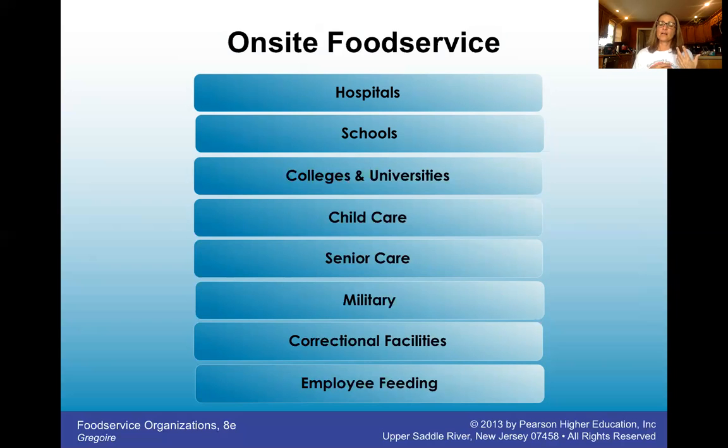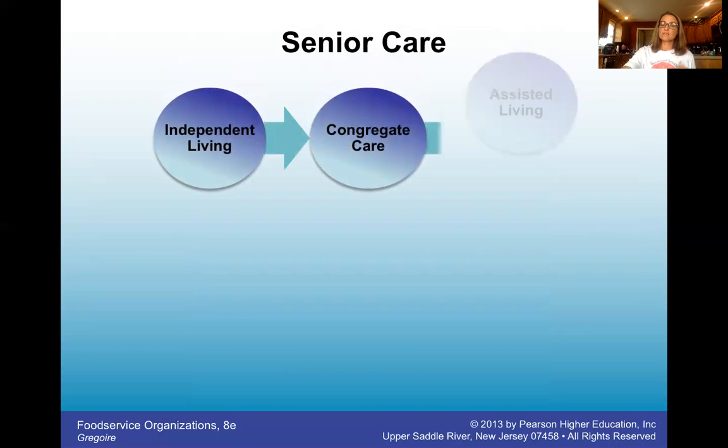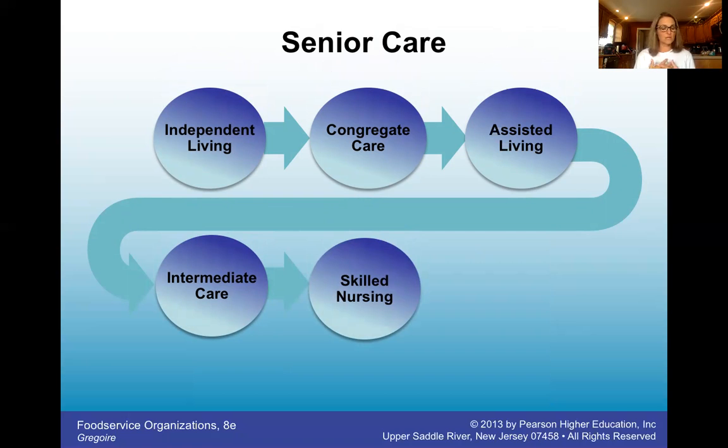We have senior care, and that can look different in a variety of ways. And then correctional and employee feeding, which could be more of a cafeteria style for those. In senior care, depending on the level of care, may determine what type of food service is offered. So in a lot of my nursing homes and skilled nursing, we have a static 4-week cycle menu where they have their main choice and an alternate choice.